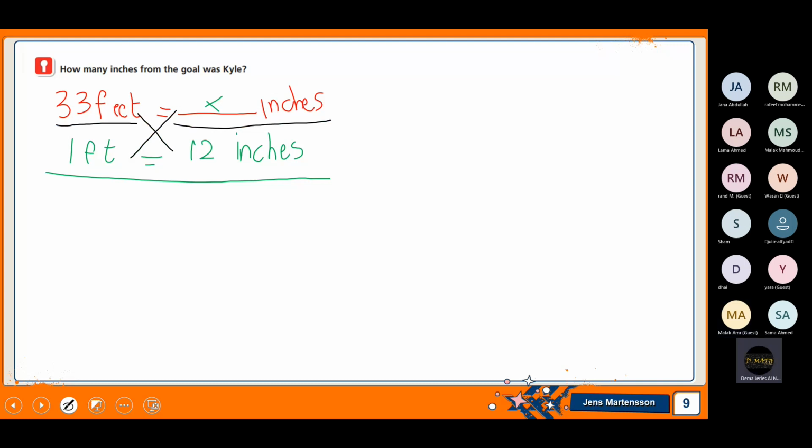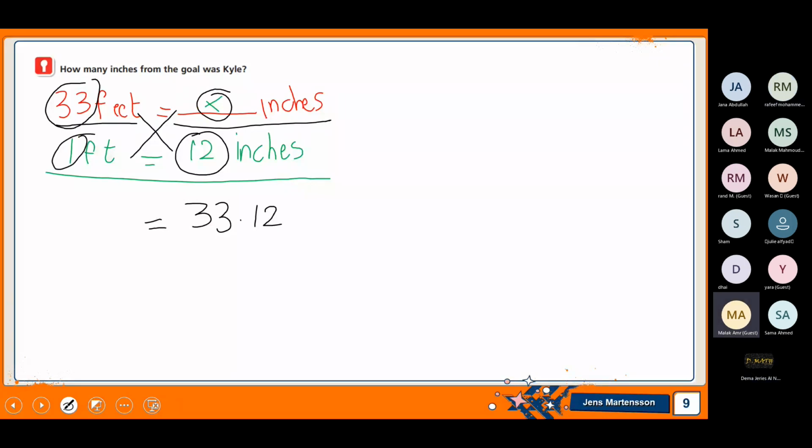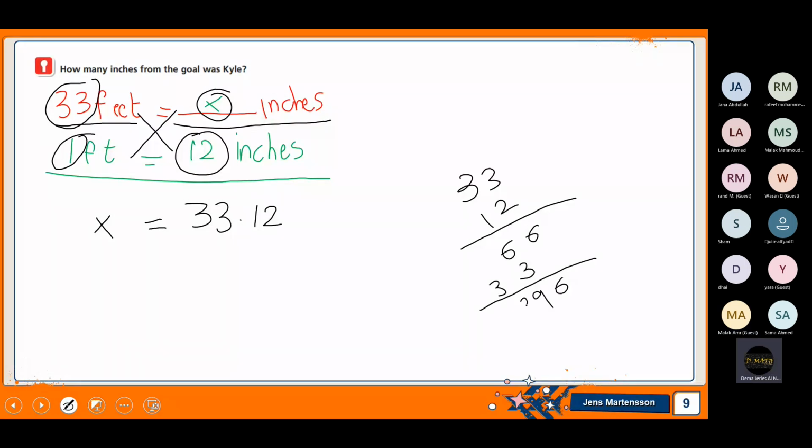33 times 12 equals x times 1, which is x. Then 33 times 12, I multiply it here, so it will be 396 inches.